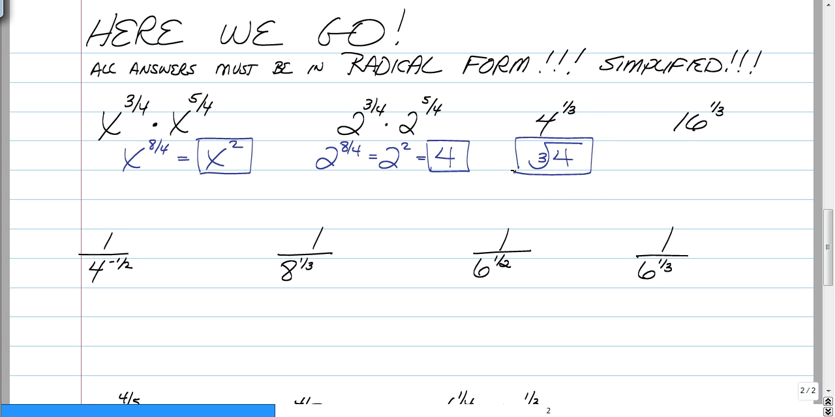16, however, can be written as the cube root of 16. But this can be simplified. You would lose points for that. If you were to break it down using the factor tree, you would get 4 2's. So you would circle 3 of them because that's our index, and we'd box the leftover. So the final answer for this would be 2 cube roots of 2.